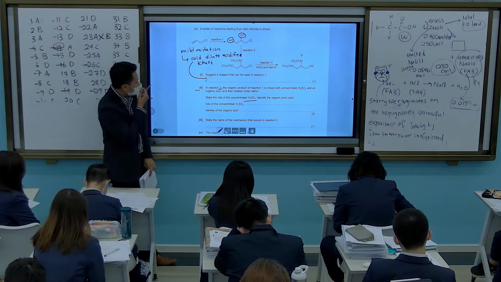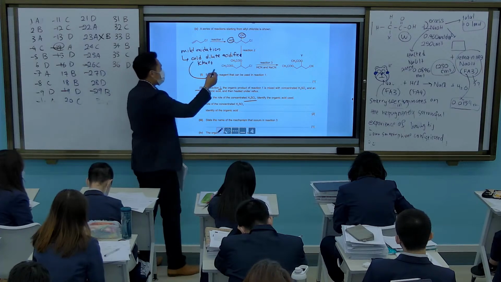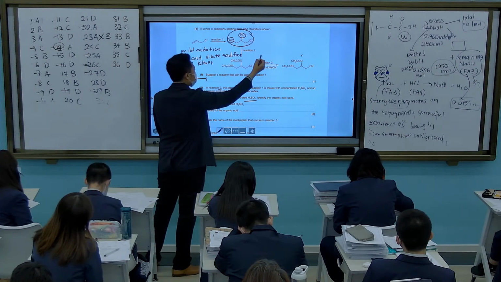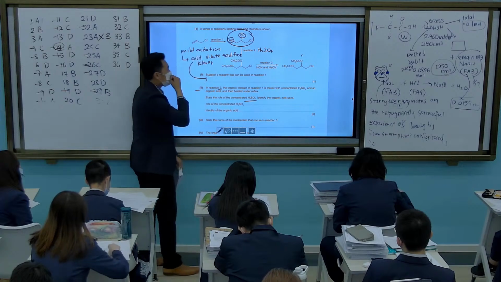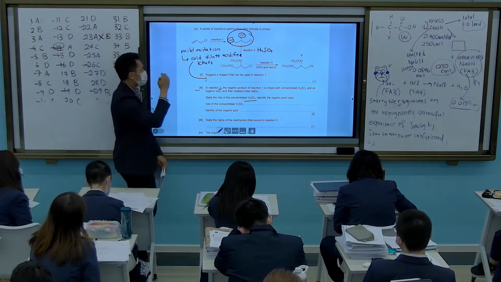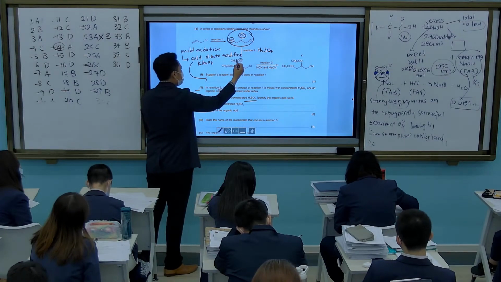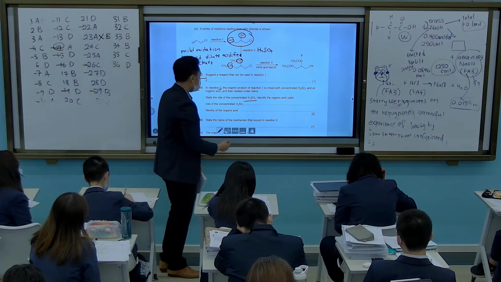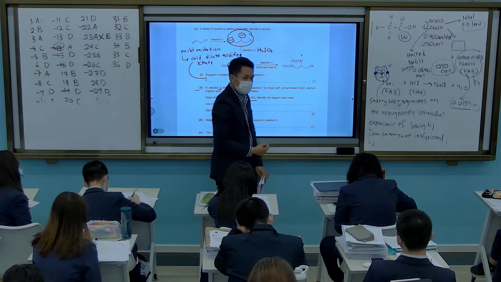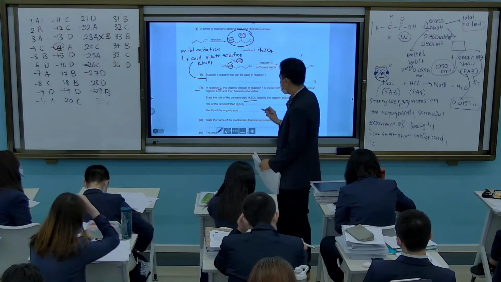In reaction 2, this compound reacts with H2SO4. Can you see here? This is your alcohol and then you form an ester. So this is the esterification. Remember for esterification, the acid here is the catalyst, right?